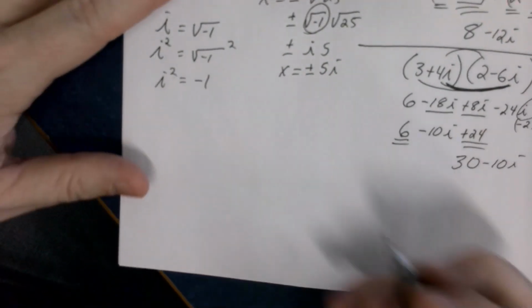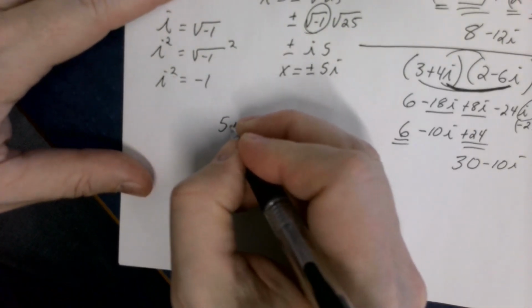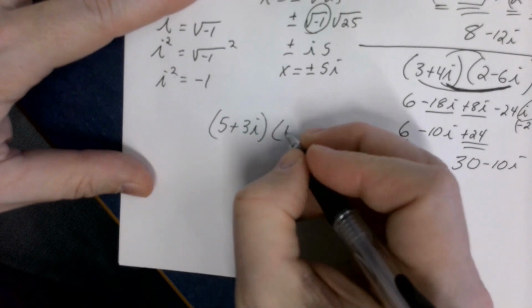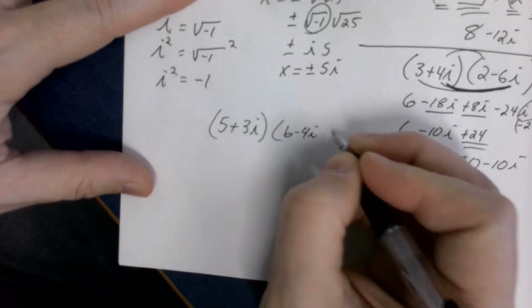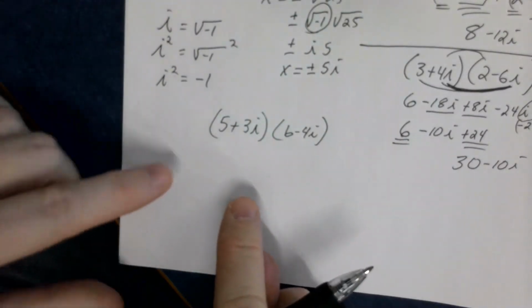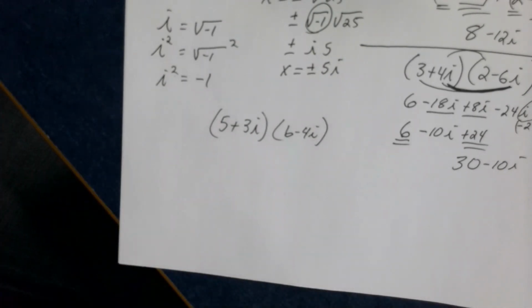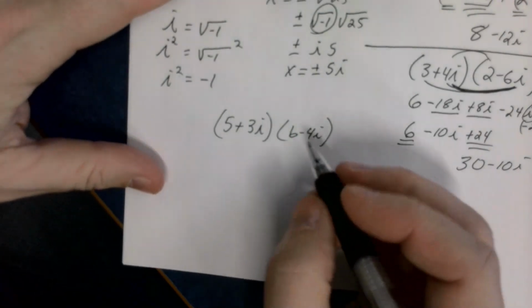So why don't we do this? 5 plus 3i times 6 minus 4i. Why don't you pause the video right now and try this multiplication on your own and see if you can get it correct. Go ahead and do that now. Stop it, pause it, try it, and then I'll do the process here in just a few seconds. Okay, so hopefully you did, and now we're going to play this out.